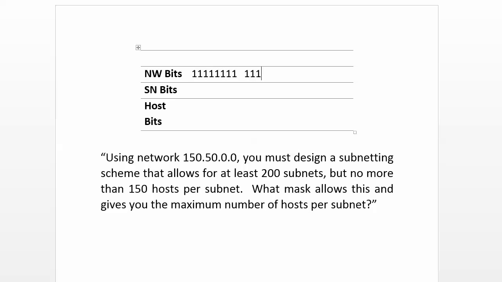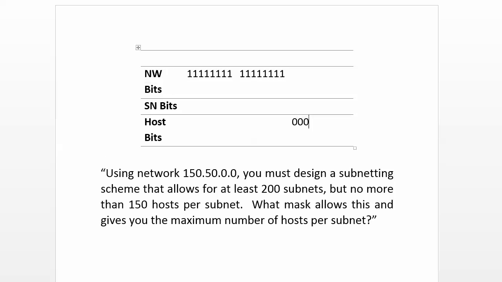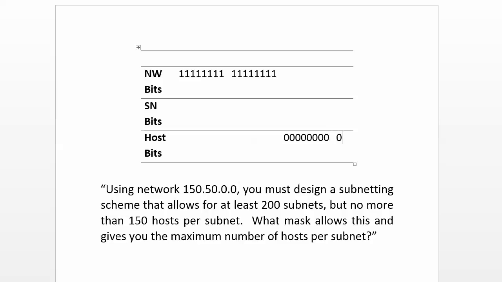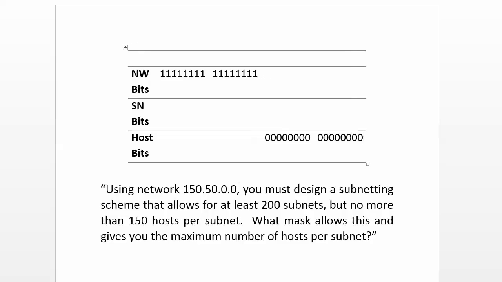See if our tab works. There we go. I'm going to try and put these zeros down here. Excellent. So this is what we're starting with. And we have no subnet bits because we haven't done any subnetting yet. So we've got 16 network bits. We've got 16 host bits. And what I like to do with a question like this is start with the minimum number of bits that's going to meet my first requirement, which here is at least 200 subnets. So how many bits do I have to borrow to get at least 200 subnets?